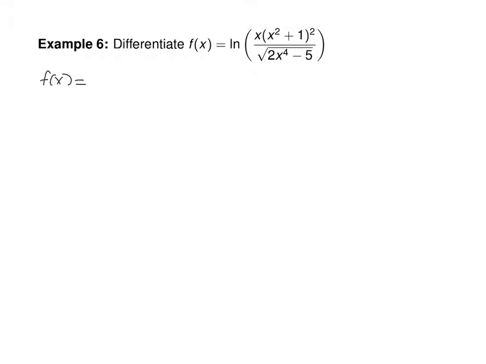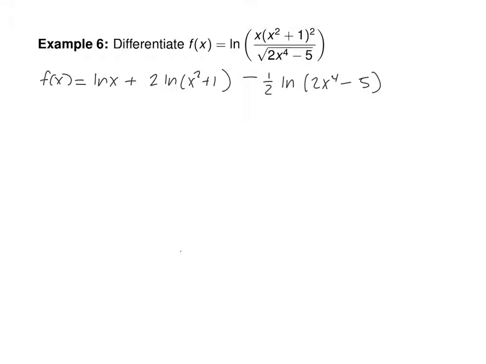Think so? Okay, so then we're going to have an ln of x, right? Plus 2 ln x squared plus 1. Will the next sign be minus or plus? Minus. And there'll be a power of 1/2 that pulled down, ln of 2x to the 4th minus 5. Does that make sense? Okay.